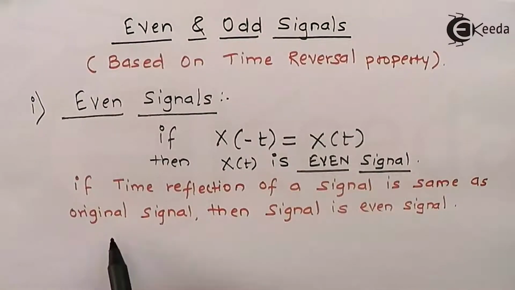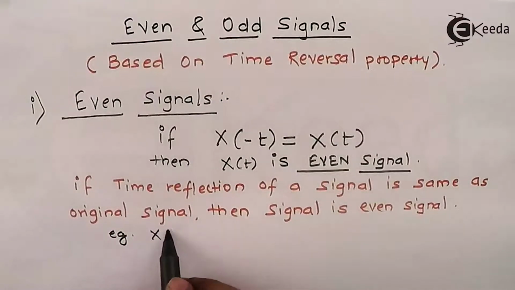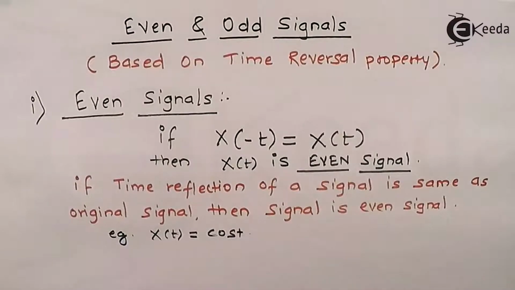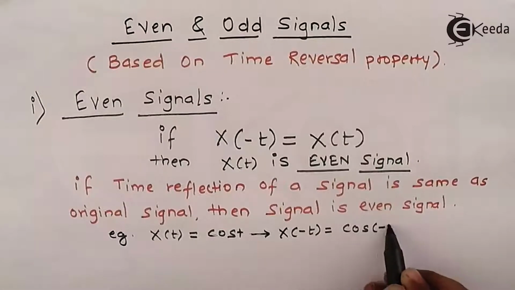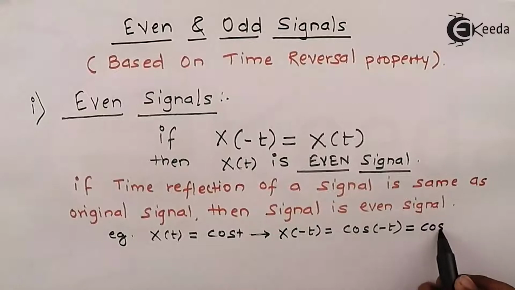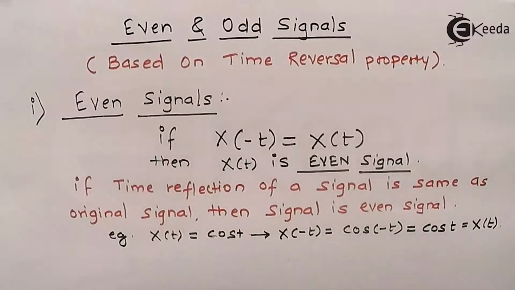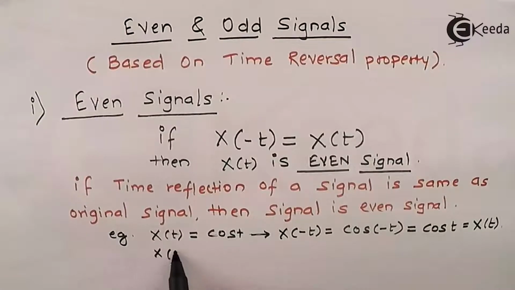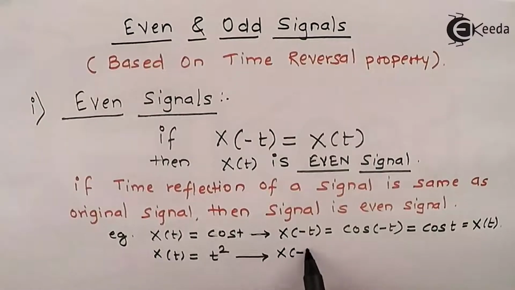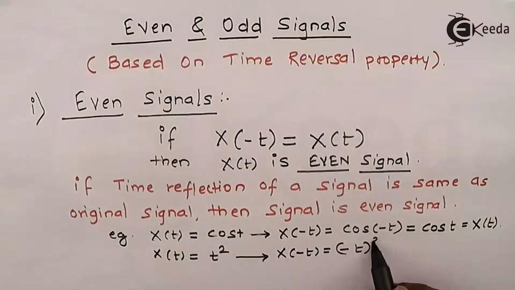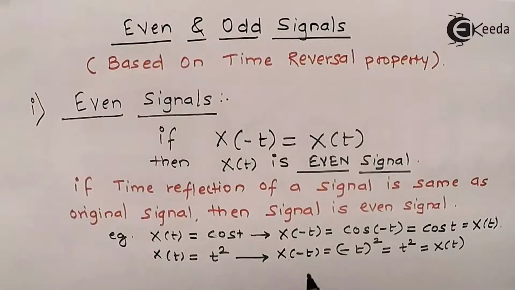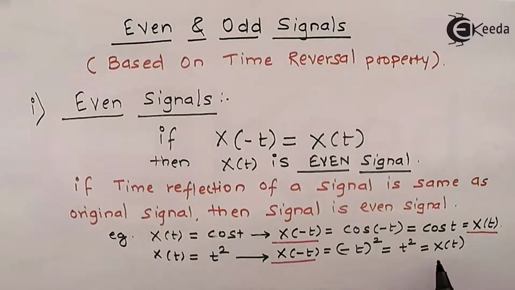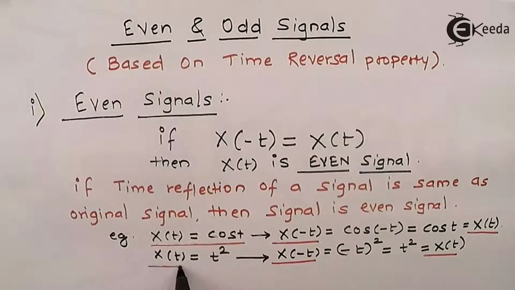A simple example of an even signal is x of t is cos t. Because as we know, if I replace t by minus t, I will get cos of minus t, which is nothing but cos t, which is x of t only. Or I can have another simple example, x of t as t square. If I replace t by minus t, I will get x of minus t as minus t bracket square, which is t square, nothing but the original signal. So where I am getting x of minus t same as x of t in both the cases, I can say both the signals are even signals.